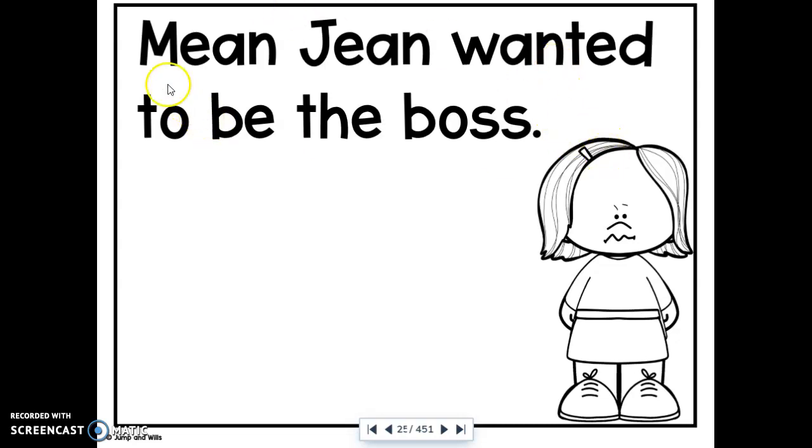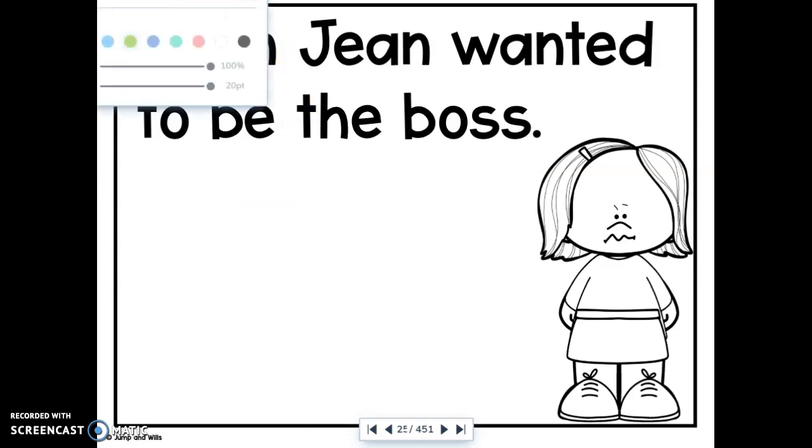So we're going to look at this sentence. We're going to read it together, and then we're going to identify the nouns, all right? So the sentence says, Mean Gene wanted to be the boss. Now we're going to look at this and try and determine which words are nouns. And we're going to circle the words that are nouns with a blue crayon or marker, okay?